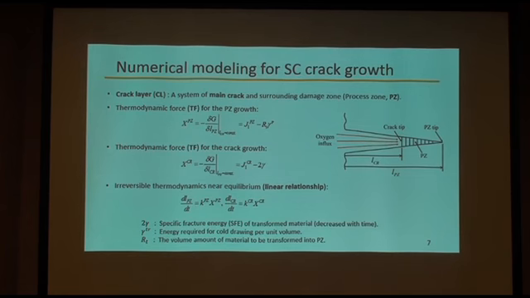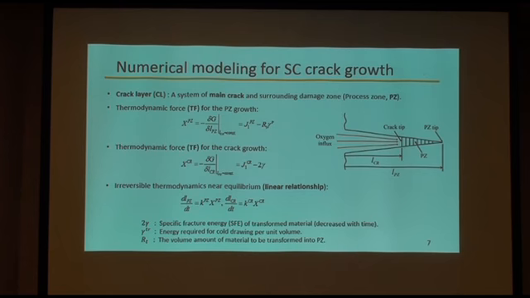Okay, next let me explain about the crack layer theory simply. Crack layer is a system of main crack and the surrounding damage zone, which is called the process zone. And the thermodynamic force, the TF, for the process zone growth can be explained by using the Gibbs potential energy variation with the process zone length. And the thermodynamic force for crack growth also can be explained similarly.